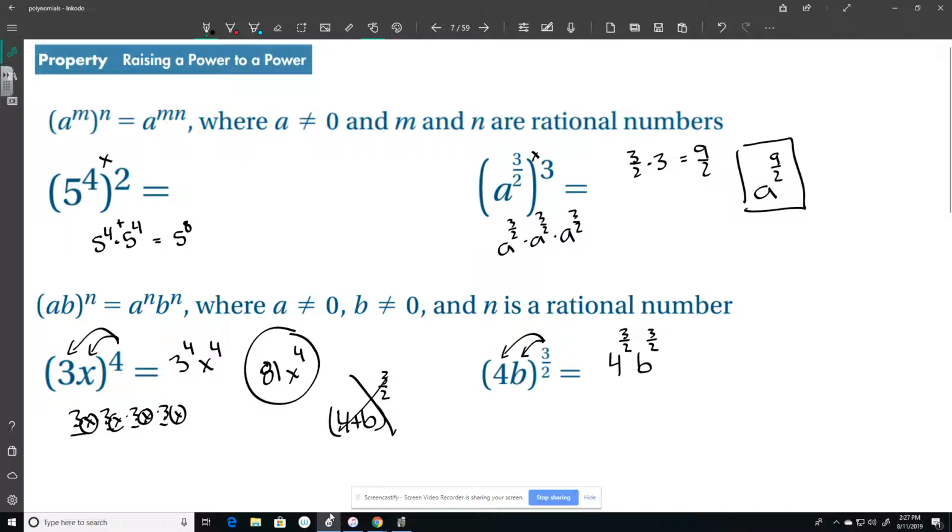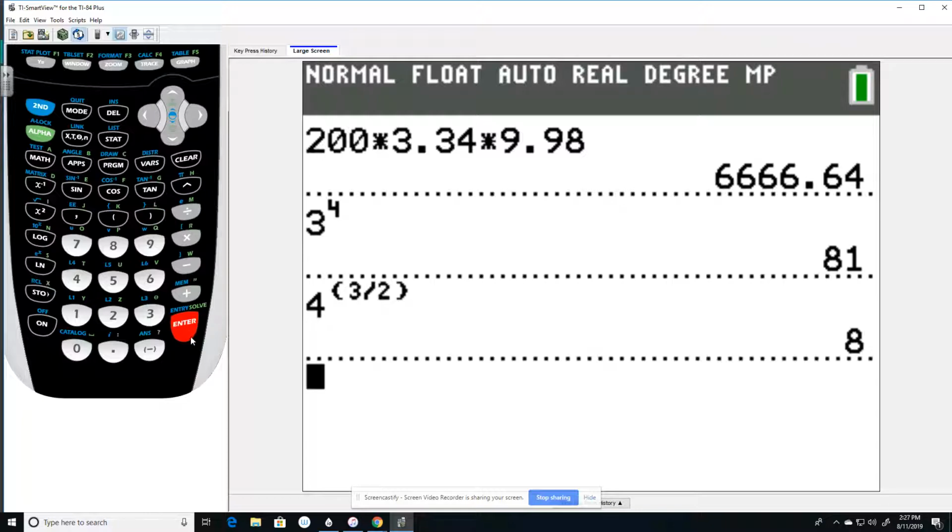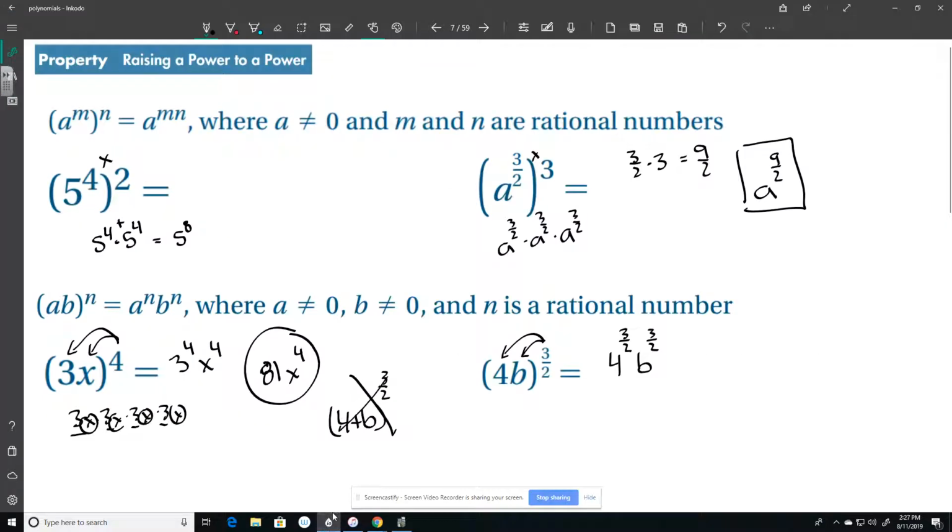So we have 4 to the 3/2 and b to the 3/2. Again, on your calculator, we can do 4 raised to the 3/2. So I'm going to put 3/2 all needs to be up there in that exponent, so I'm going to put it in parentheses, and it becomes 8. So 4 to the 3/2 is 8. b to the 3/2 is still just b to the 3/2. So that would be your final answer right there. So that's raising a power to a power and distributing that exponent.